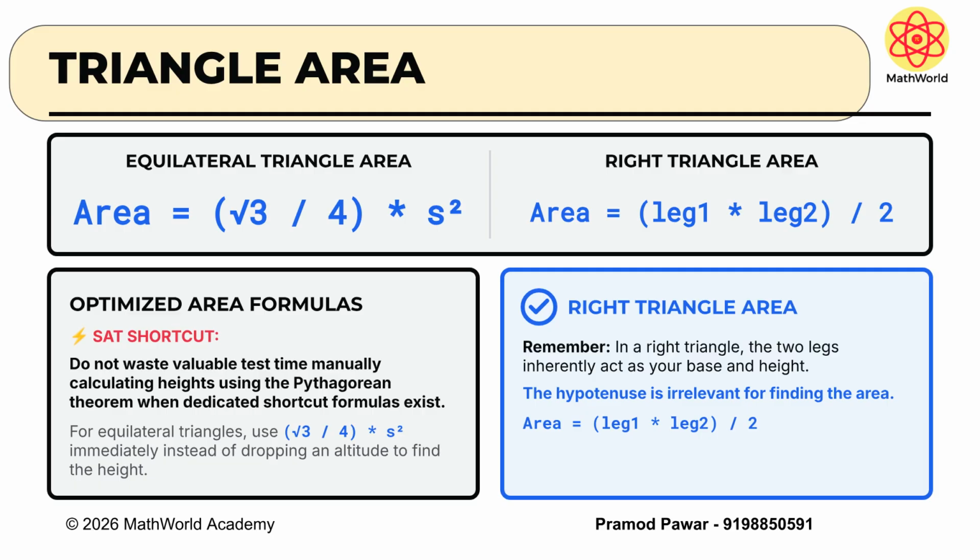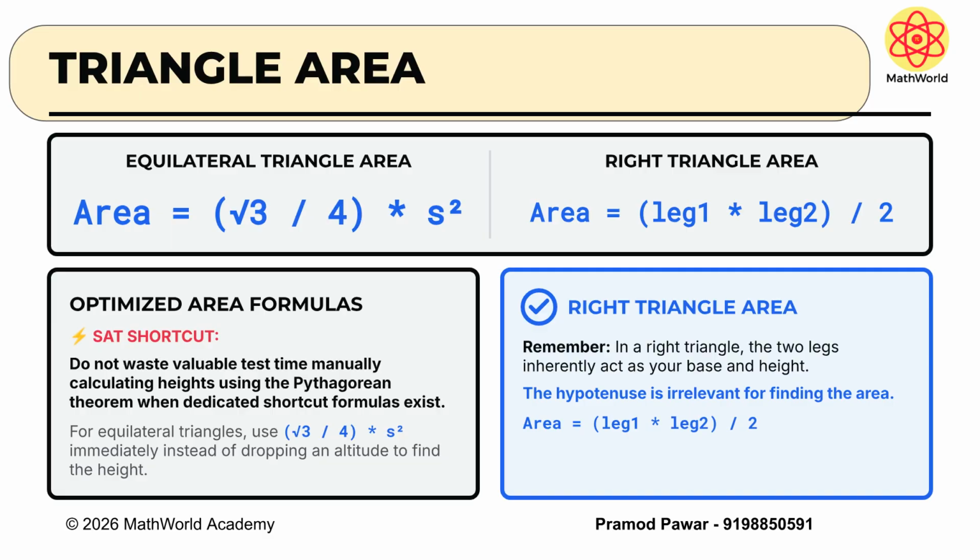All right, this slide focuses on triangle area formulas, specifically for equilateral and right triangles. Whenever you come across an equilateral triangle on the SAT, do not waste your time dropping an altitude to find the base and height. All you need to look for is the side length. If you know the side, the area is simply root 3 over 4 times side squared. Having this shortcut is going to be a massive time saver on test day.